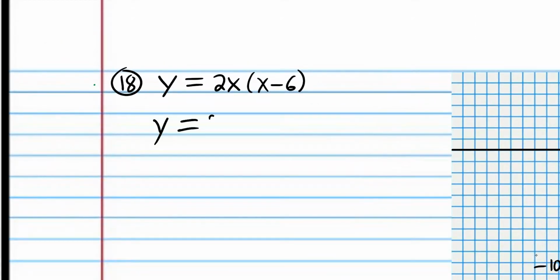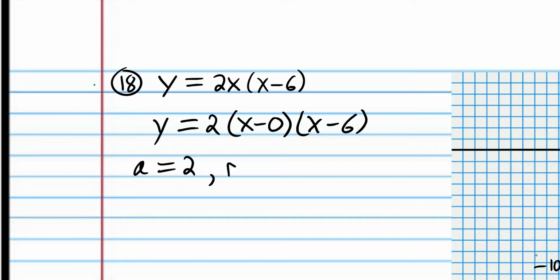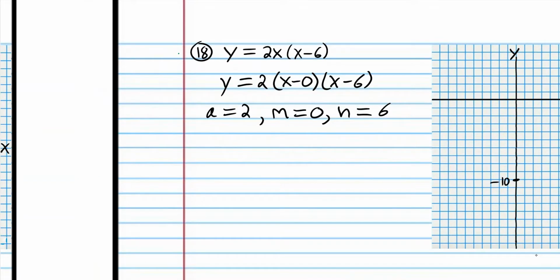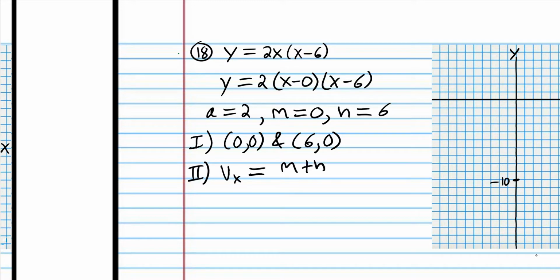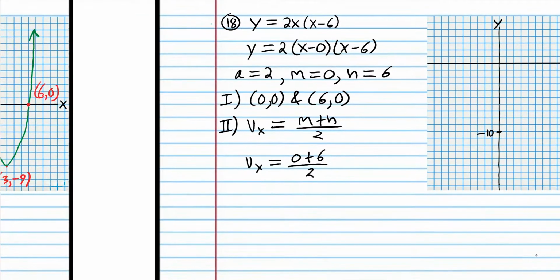So replacing x with x minus 0, we see that it's now in intercept form, and we can see all the constants. We don't really need a, but I'm just writing it just to let you know what the constants are. Whoops, that should be positive 6. Step 1 is to find the intercepts, which we can see just by looking at the equation. That's the beauty of intercept form. And now we want to find the x value of the vertex using that same old formula. So we have 0 plus 6 over 2, which is equal to 3.